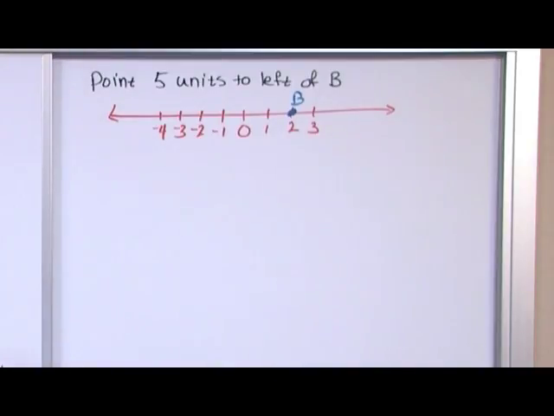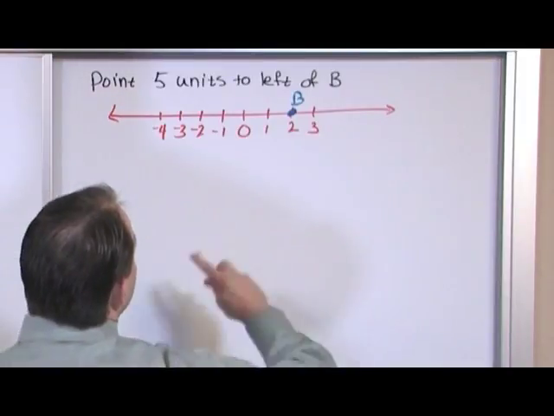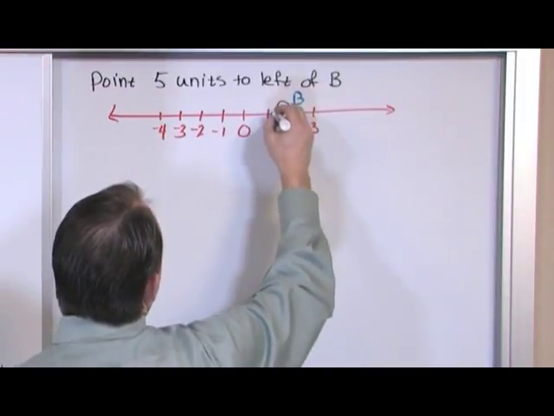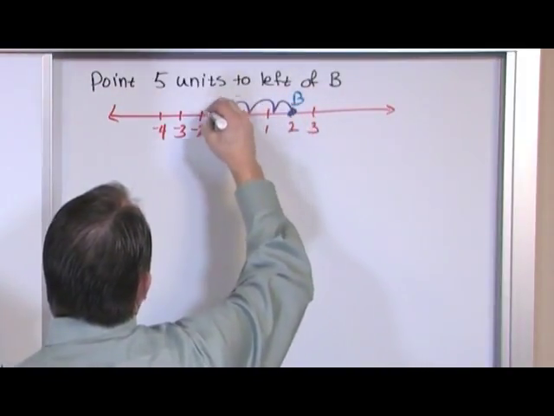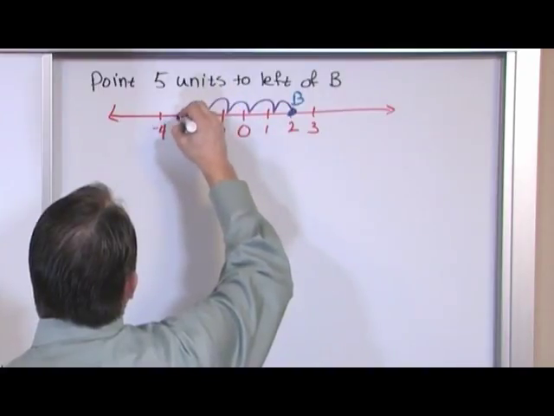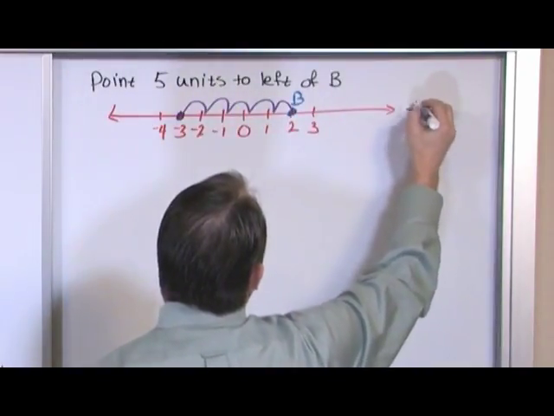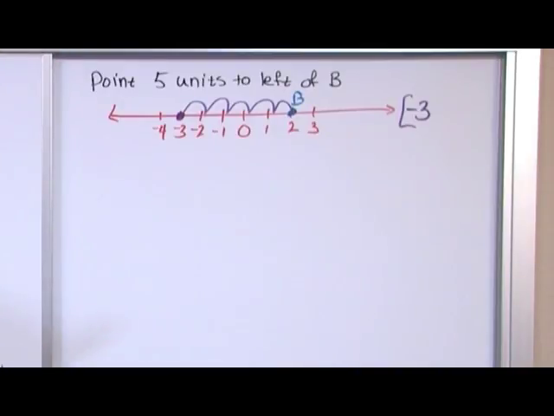So if you were told 5 units to the left of B, how would you do that? Well, to the left means you go to the left. 1, 2, 3, 4, 5. And you landed on negative 3. So the answer is negative 3, and that's where you would land. All right, now let's do one more.